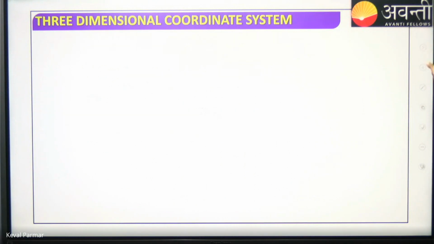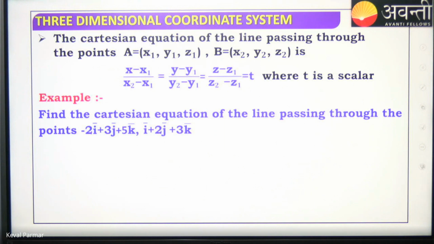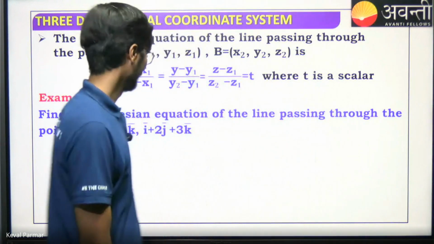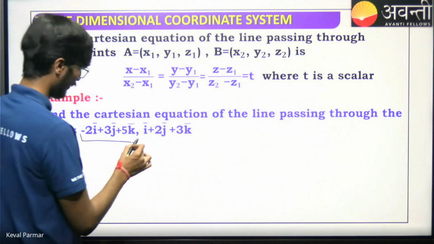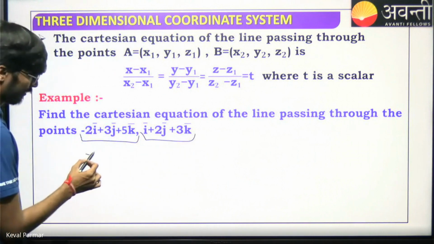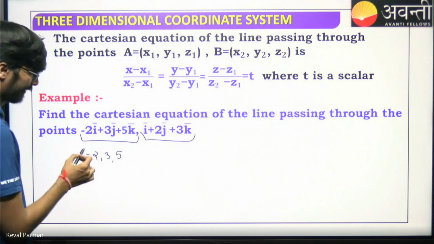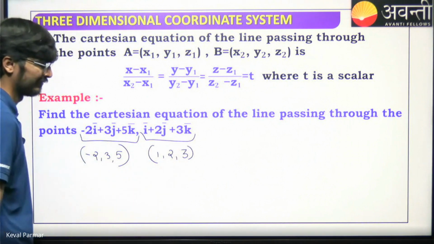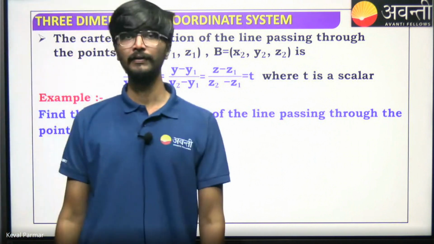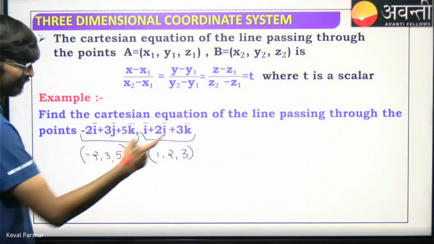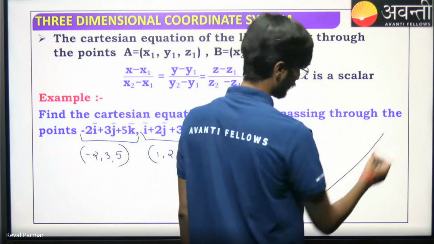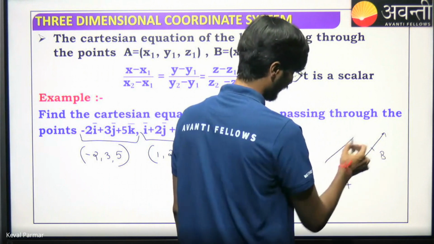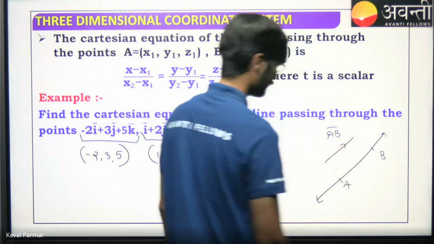Now this is the same question, but it is in Cartesian form, right? So same thing. These are the 2 points, which are minus 2, 3, and 5. And this is 1, 2, and 3. Right, guys? So same diagram we'll draw. This is the line. This is point A. This is point B. What will be the vector along the line? It will be the AB vector.